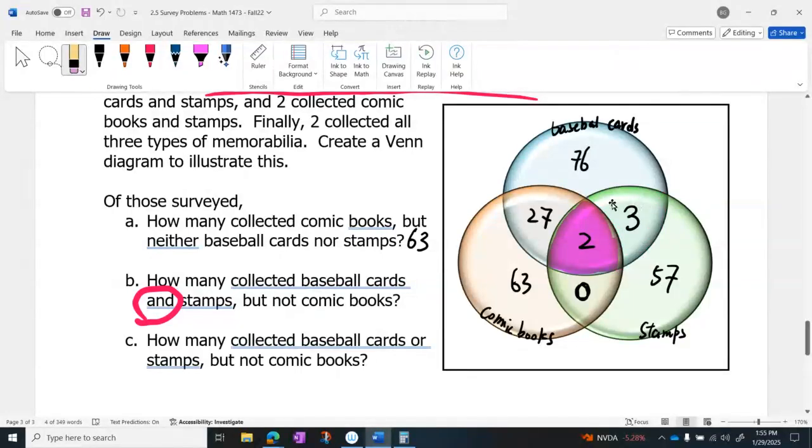And part C, how many collected baseball cards, yeah, this time it is an or, okay? How many collected baseball cards or stamps, but not comic books? So yeah, there's a two-word difference. That's very different. This one is or, that one is and. Okay, I'm going to highlight. Baseball cards or stamps, but not comic books. So the circle on the top, the circle on the bottom right, but not the circle on the bottom left. So that should be this region.